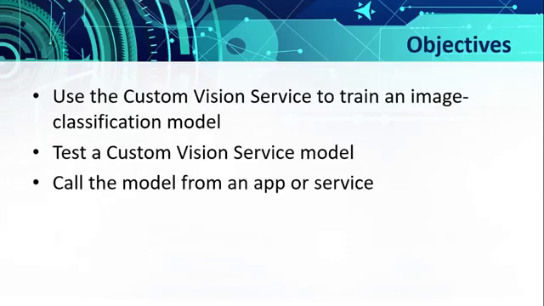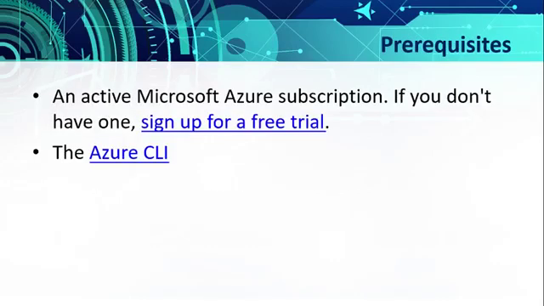For today's objective, we use the Custom Vision service to train an image classification model, test a Custom Vision service model, and call the model from an app or service. For prerequisites, you need an active Microsoft Azure subscription, and if you don't have one, sign up for a free trial, and also the Azure CLI. Azure CLI refers to command line interface.